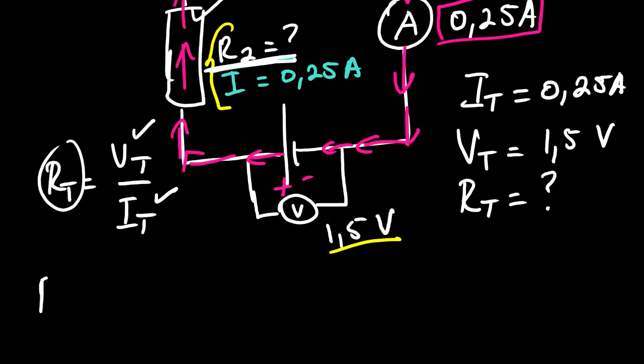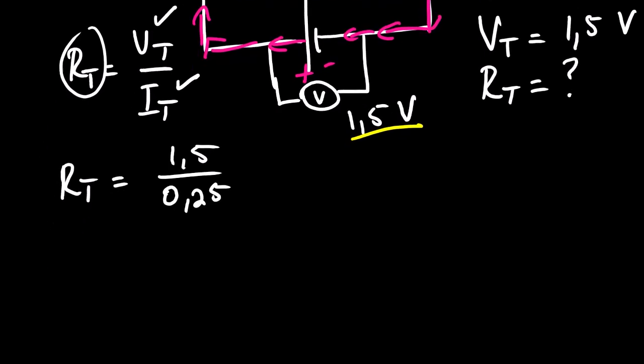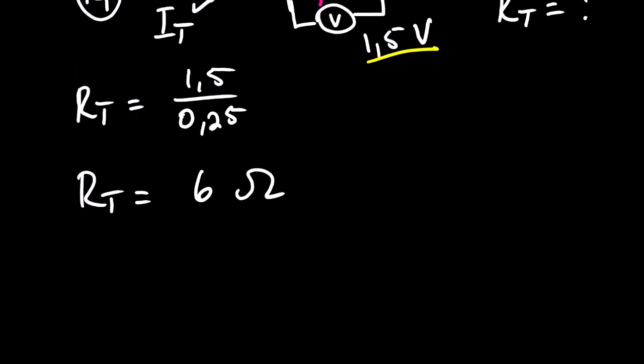So substituting, RT is equals to our potential difference, 1.5, over 0.25, which gives RT is equals to 6 ohms.